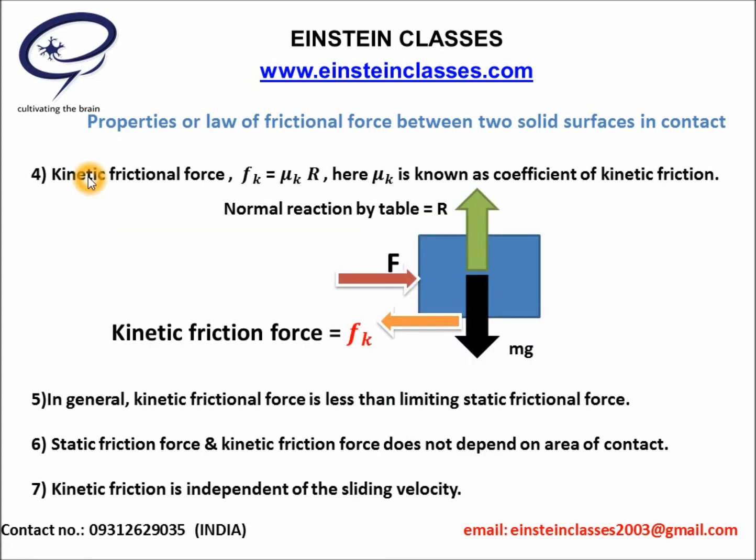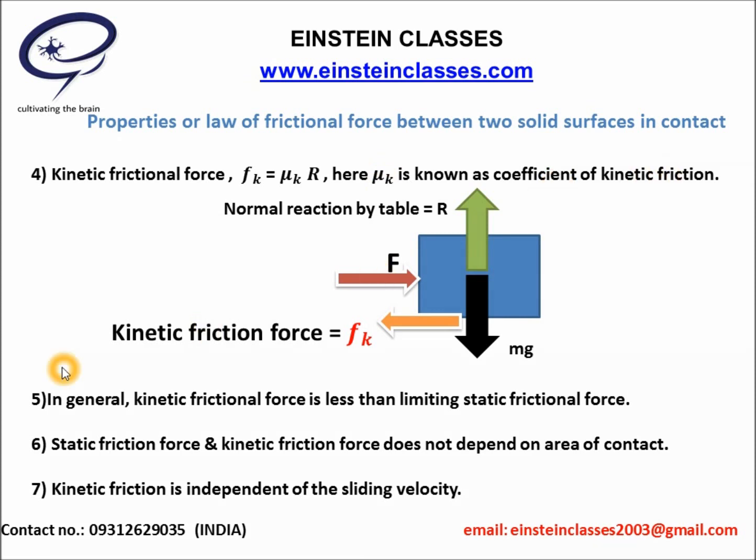Right? Now the next law is for the kinetic frictional force. The kinetic frictional force is also proportional to the normal reaction exerted on this block by the table or by the surface in contact. Hence, the kinetic friction force will be equal to some constant times the normal reaction. This constant is known as the coefficient of kinetic friction, mu k. Hence, Fk, the kinetic friction force, will be equal to mu k into R, and this mu k is known as the coefficient of kinetic friction, right?